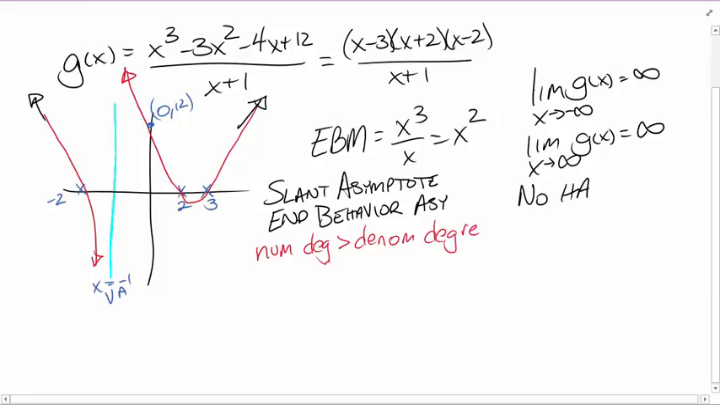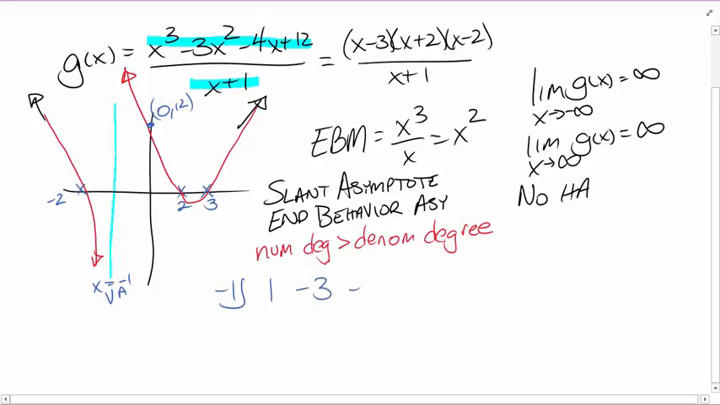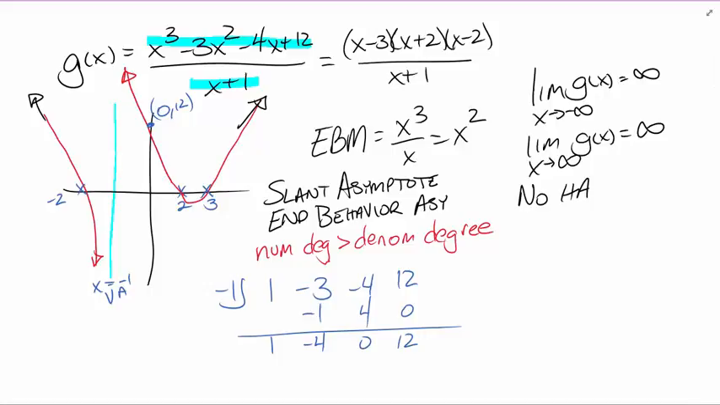So how do we clean up and make our end behavior model better? Well, we're going to use synthetic division. We're going to simply do the division problem that is stated in our function. We're going to take x plus 1 as our divisor. So I'm going to use synthetic division with a negative 1. I'm then going to use my coefficients of 1, negative 3, negative 4, positive 12. Synthetically divide, add down, and we get a 12 here for a remainder.